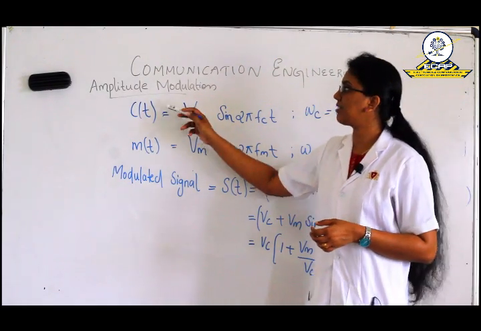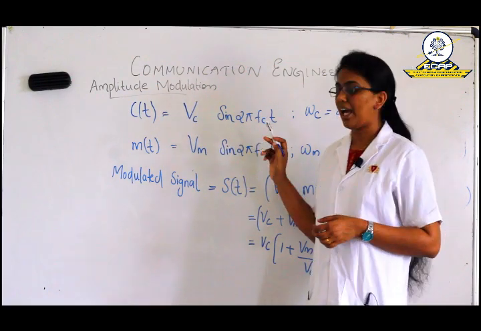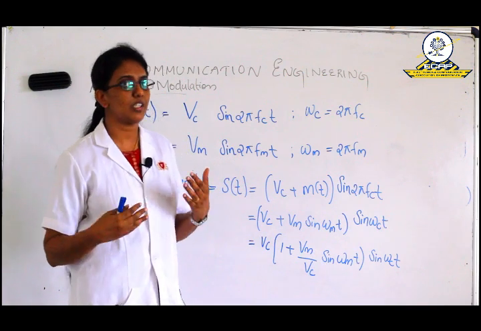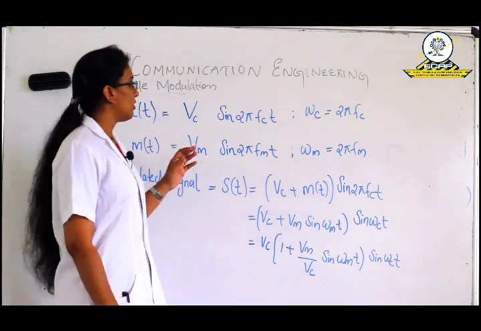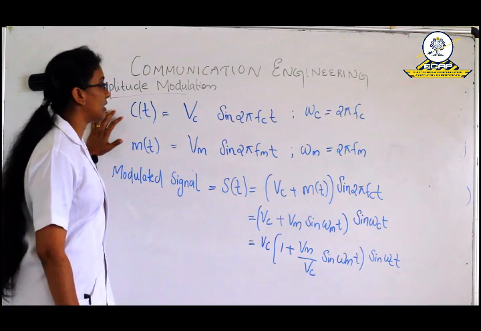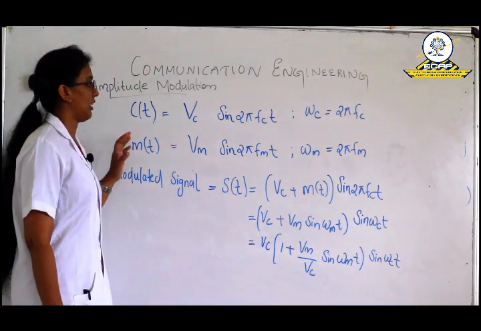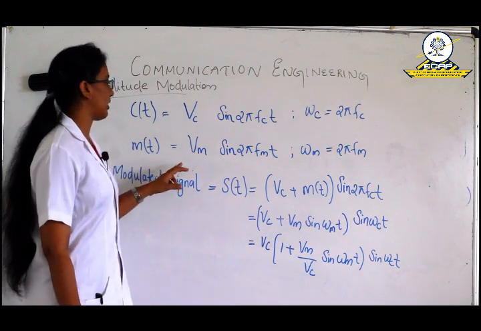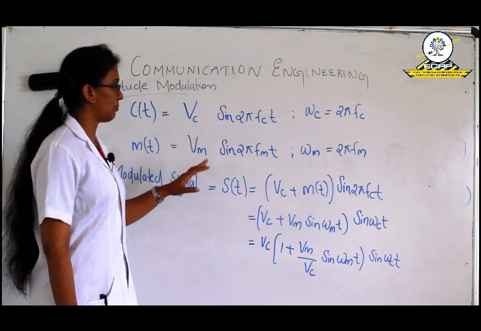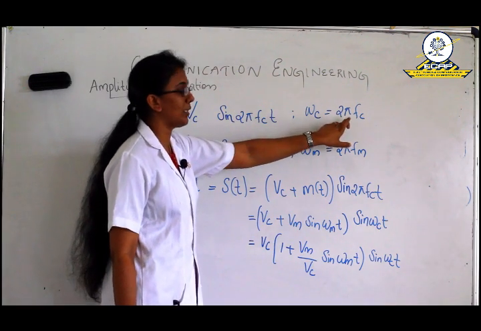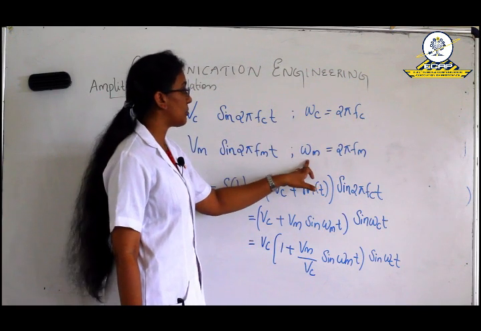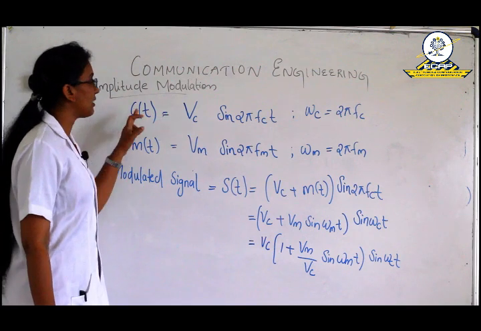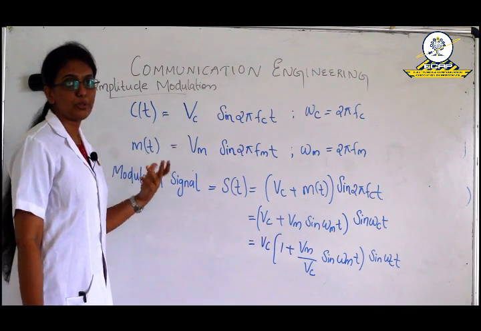Our first topic is amplitude modulation. Amplitude modulation means that we are changing the amplitude of the carrier with respect to our message signal. For example, the carrier signal can be represented as c of t is equal to Vc sin omega ct, and the message signal m of t is equal to Vm sin 2 pi fmt, where omega c is equal to 2 pi fc in terms of angular frequency. Similarly, omega m is equal to 2 pi fm. By changing the amplitude of the carrier, we get amplitude modulation.